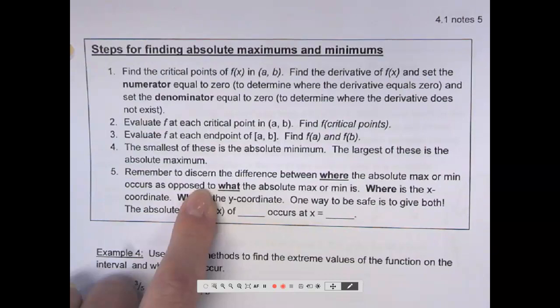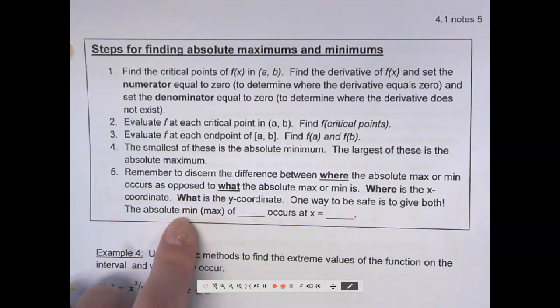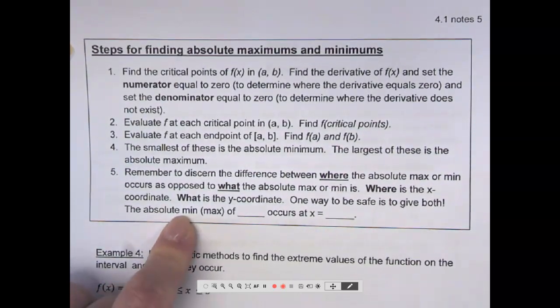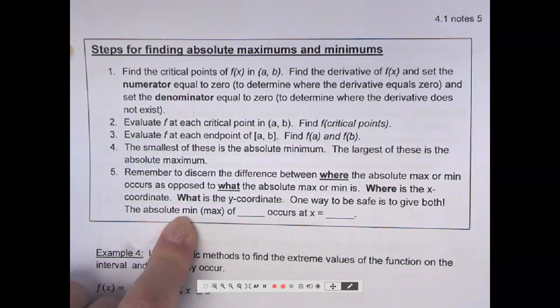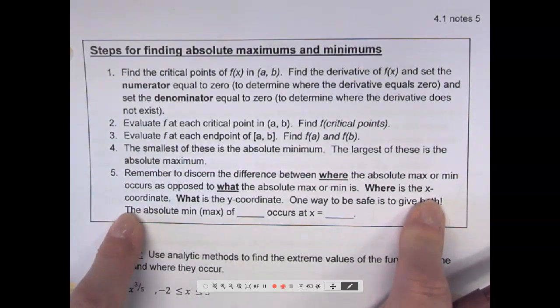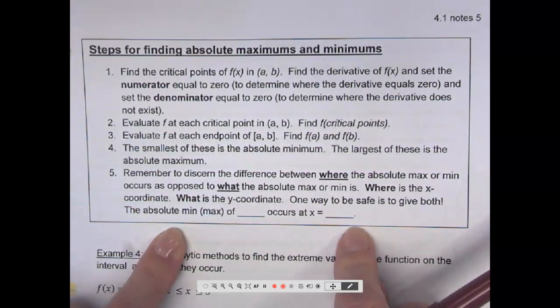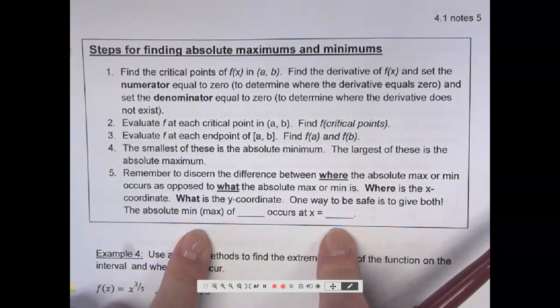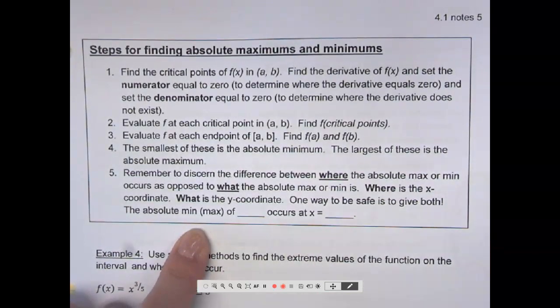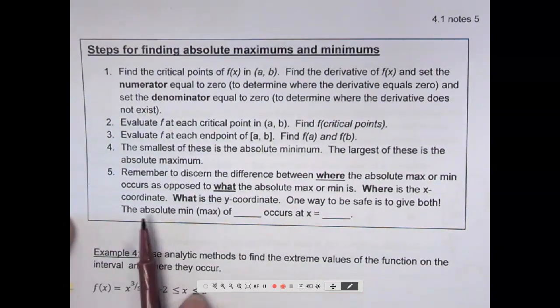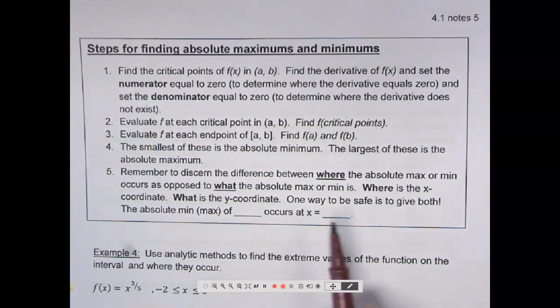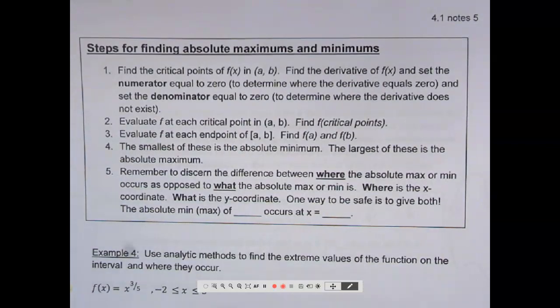Remember to discern, that's a good word, discern, the difference between where the max or min occurs as opposed to what the max or min is. So if the question is saying, where do the critical points occur? Where does the max occur? That's asking you for the x-coordinate. But if it says, what is the max, then that's wanting the y-coordinate. So a good way of getting around it is to provide both. There's an absolute max at 2, 5. So then you're giving where it occurs and what it is all together. So the absolute min or max of something occurs at x equals something. And then you've covered all bases.